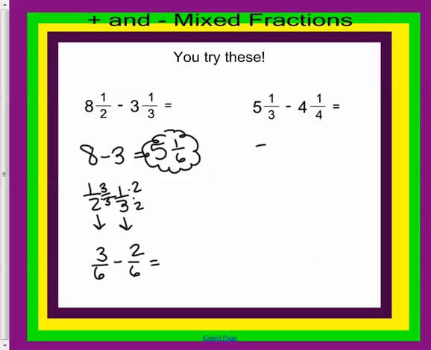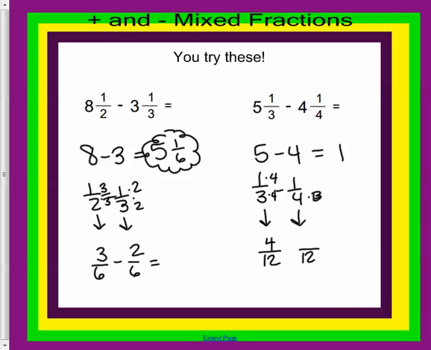Over here, you're going to take 5 minus 4 first, and then 1/3 minus 1/4. So 5 minus 4 is 1, and if we do this one, 1/3 and 1/4 don't have common denominators, but they both share a 12 in common. So we can take 1/3 and make that into 4 twelfths, because 3 times 4 is 12, and 1 times 4 is 4. 4 times 3 gives me 12, so 1 times 3 gives me 3.